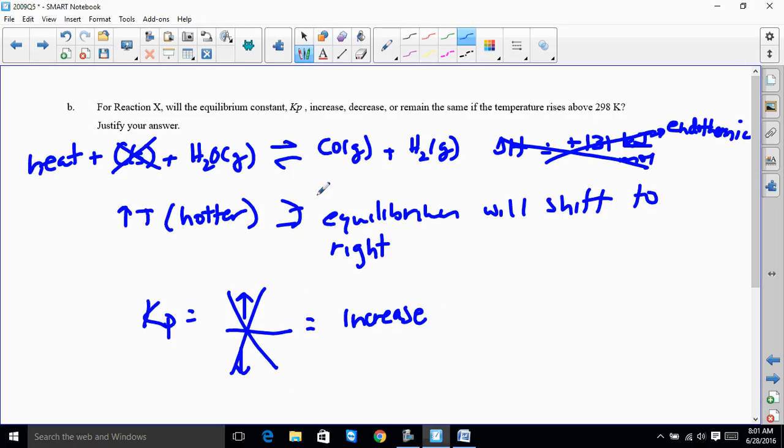Justify your answer. Because you get a 50-50 shot of saying increase or decrease, you need to justify: temperature goes up, this means the equilibrium will shift to the right. And if the equilibrium shifts to the right, Kp increases. I did that to explain it to you. You would not have to do that on the AP exam.